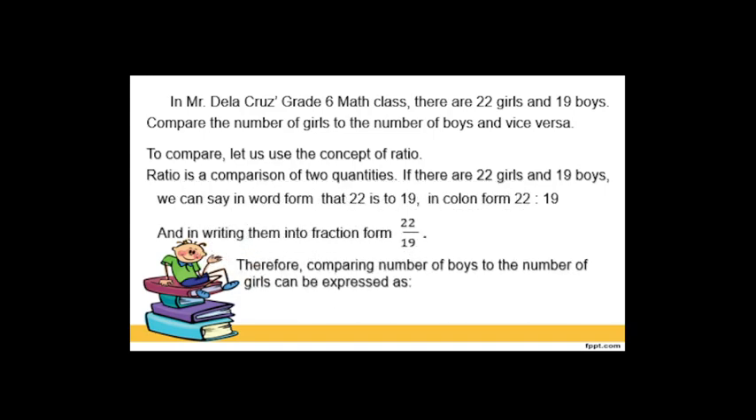Therefore, comparing the number of boys to the number of girls, this can be expressed as 19 is to 22 in word form, 19 is to 22 in column form, and 19 over 22 in fraction form. Another example: compare the number of circles to triangles and vice versa. Look at the circles compared to the triangles. How many circles are there?